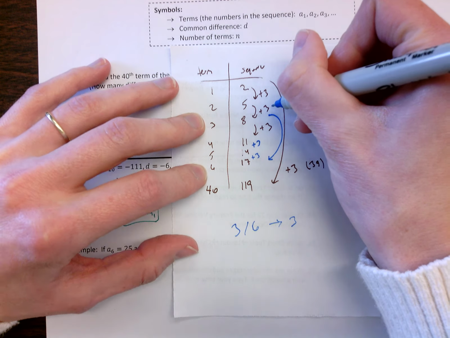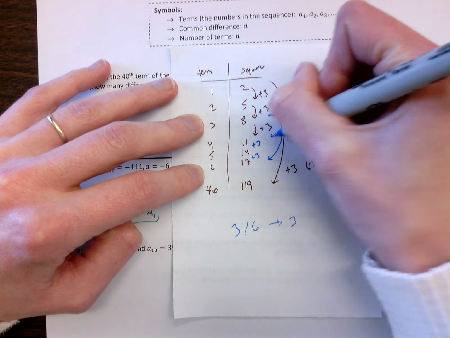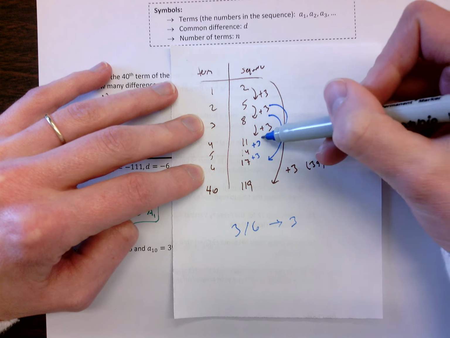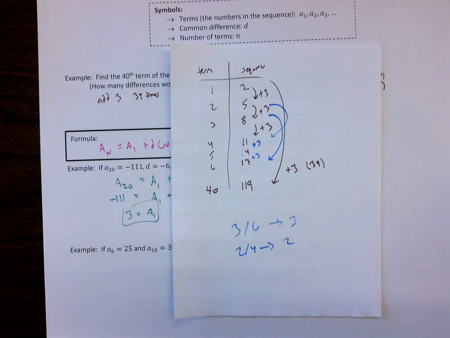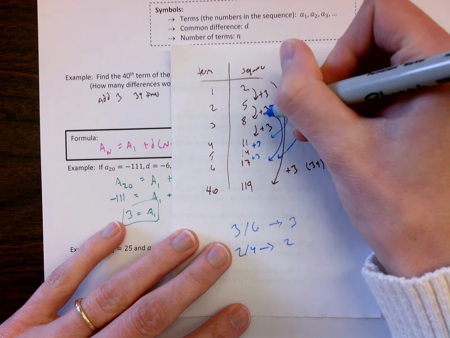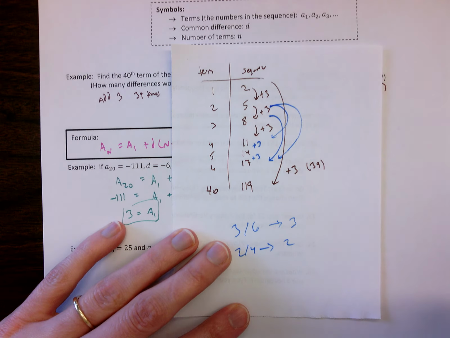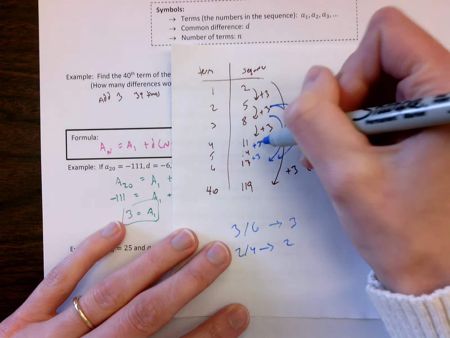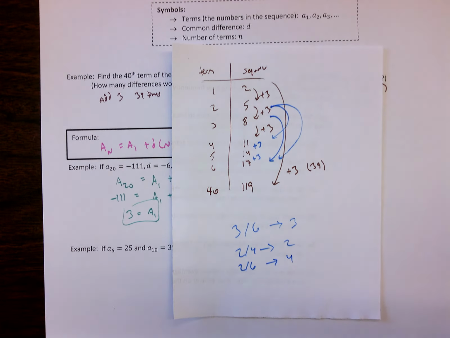Well, what if I started at, say, 2? And I wanted to go from the 2nd term to the 4th term. Well, I'd have to add 3 once, twice. So to go from 2 to 4, I have to add it twice. Okay, well, what if I wanted to go from the 2nd to the 6th term? Well, it would be 1, 2, 3, 4, 5 times, right? Oh, no, I'm sorry, 4 times. 1, 2, 3, 4. So to go from the 2nd to the 6th, that's 4 times.